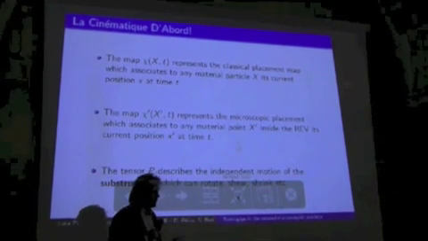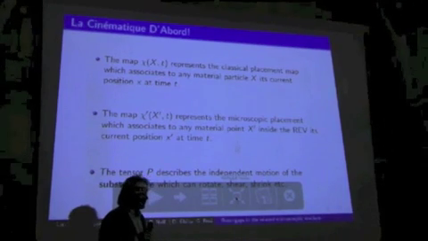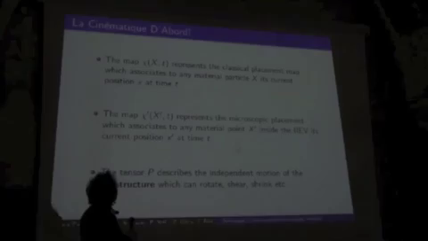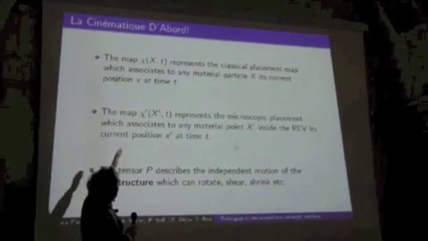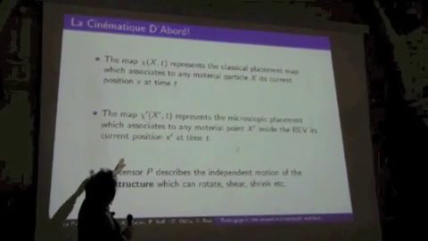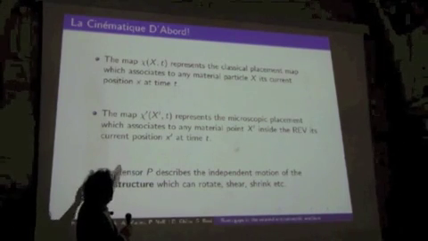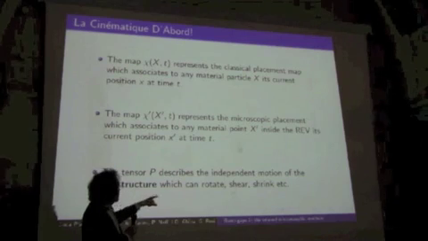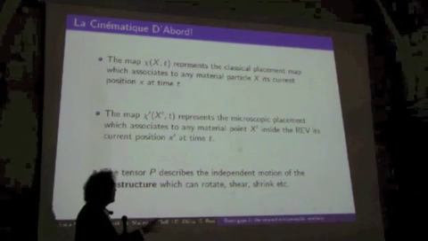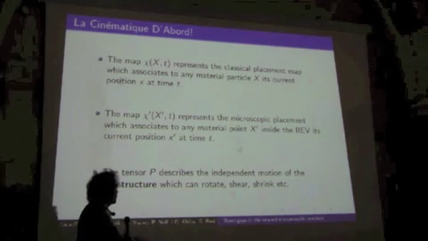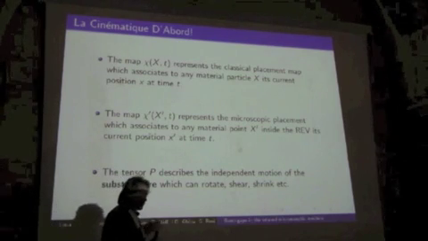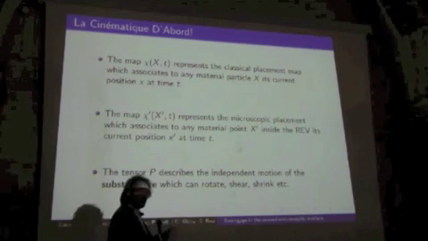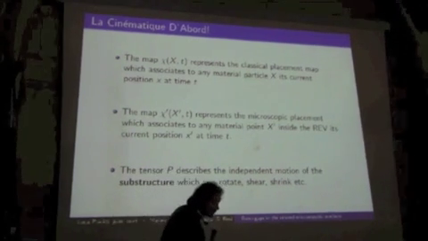So we have the classical placement chi, and we have another placement that is the microscopic one, chi prime, and the tensor P that describes the independent motion of the substructure. And this substructure, as I have already remarked, can not only rotate but also deform.